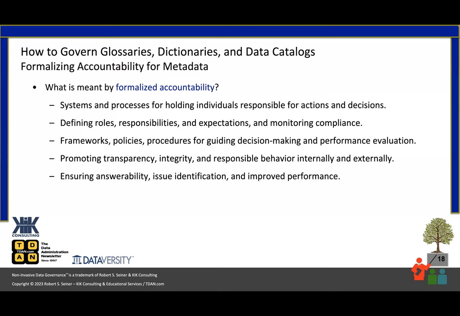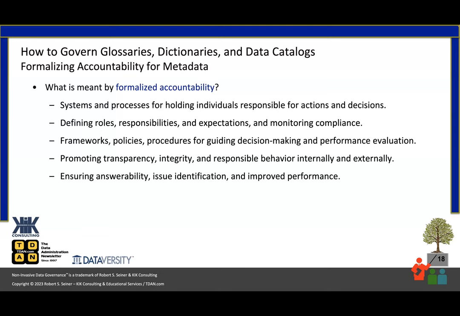And in order to do that, we need to define the roles and responsibilities. We need to define expectations. We need to also monitor how well they're following those formalized accountabilities. Oftentimes we'll do that through the development of a framework or policies or procedures that you're going to use to guide decision-making, and just make certain that you get other people you're working with to participate in these activities, to provide feedback, promote transparency. So if something's not working, give them the ability to come to you and let you know it's not working. Promote integrity of the metadata.